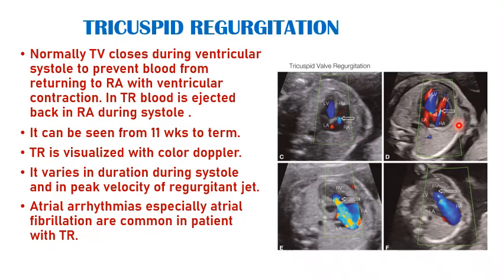It varies in duration during systole, from early systole to holosystolic regurgitation, in which it can be seen throughout the systole, and in peak velocity of the regurgitant jet. Atrial arrhythmias, especially atrial fibrillation, are common in patients with tricuspid regurgitation.